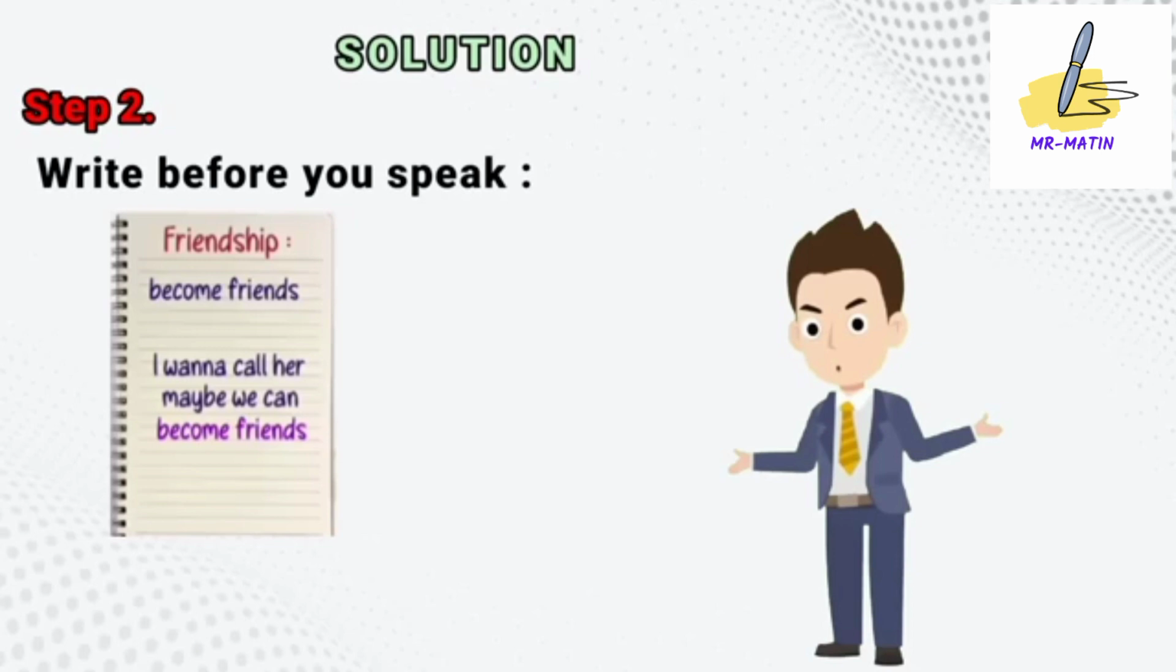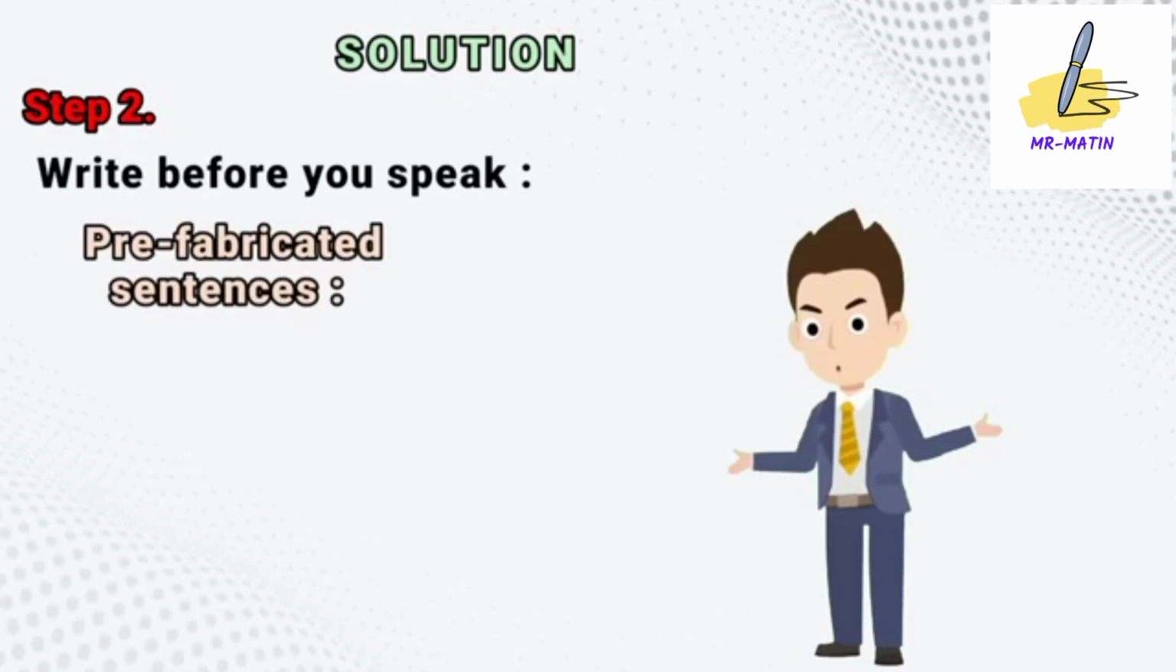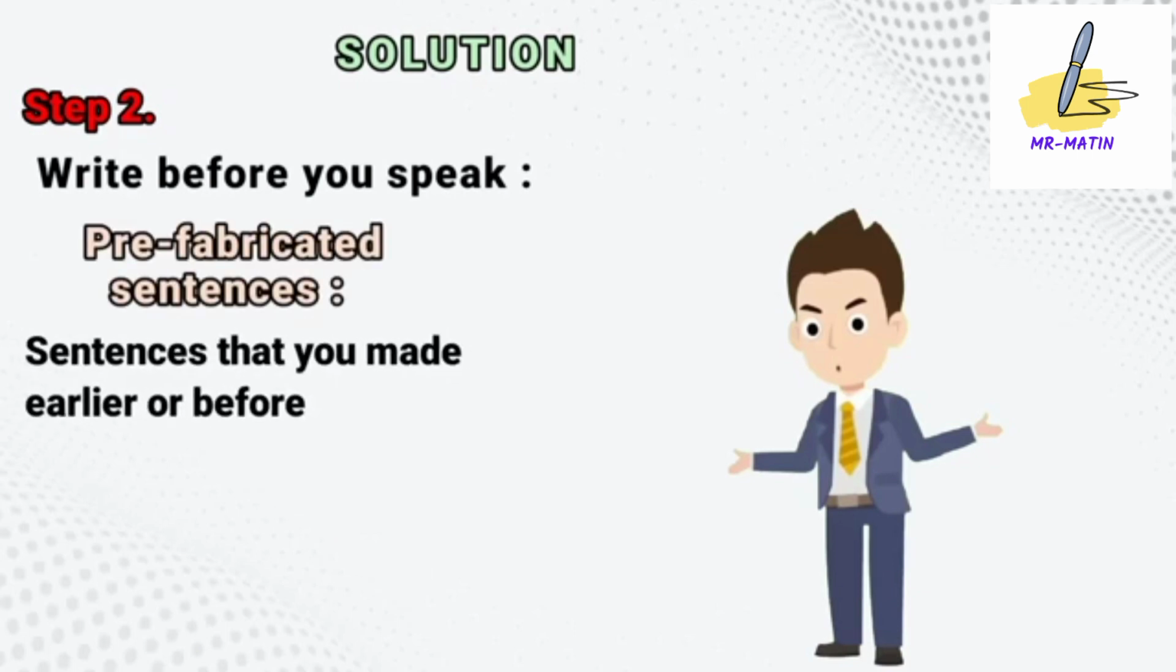So now you know the topic. You have some different sentences with different words and nouns and verbs and adjectives and phrases. These phrases are also called prefabricated sentences, which means sentences that you made earlier or before. They are very useful because when you speak, you don't have to make the sentence anymore. You have made it before. It's prefabricated. It's on your mind because you made them.